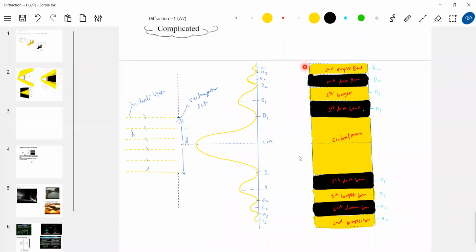But what is the width? All bright and dark bands will have the same width. And look at the central maxima. It has a different width compared to the bright and dark bands. So therefore, I'll give a name. I'll call them secondary maxima and minima.